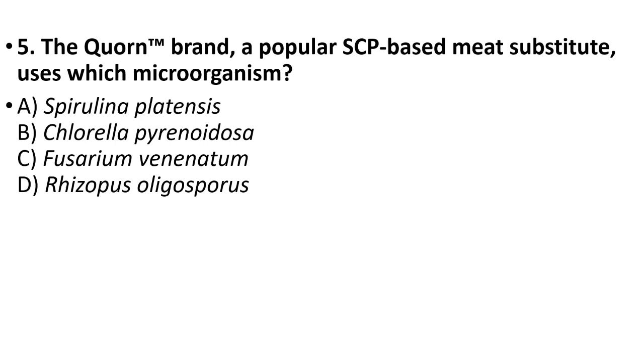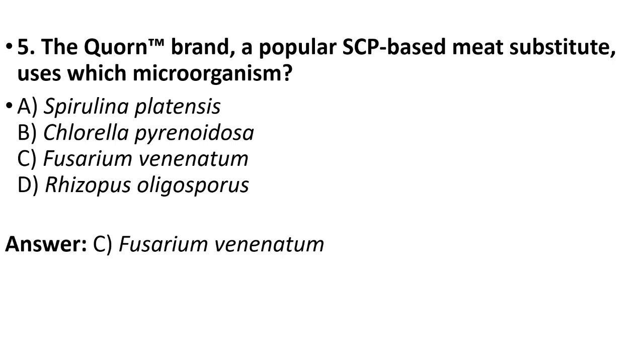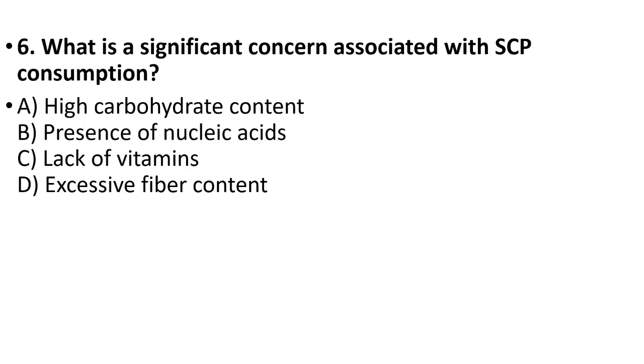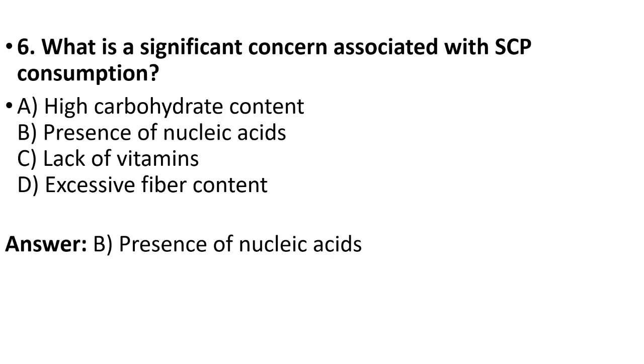Fifth question, the Quorn brand, a popular SCP based meat substitute, uses which organism? Spirulina platensis, Chlorella pyrenoidosa, Fusarium venenatum, Rhizopus oligosporus. Here answer is option C, Fusarium venenatum. Sixth question, what is a significant concern associated with SCP consumption? High carbohydrate content, presence of nucleic acids, lack of vitamins, excessive fiber content. Here answer is option B, presence of nucleic acids.